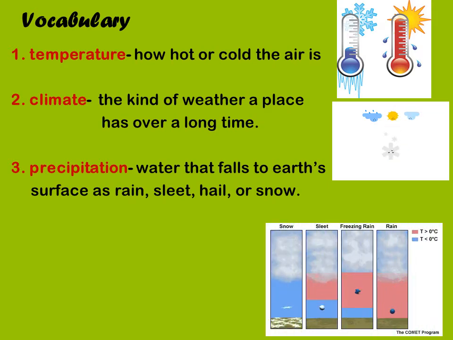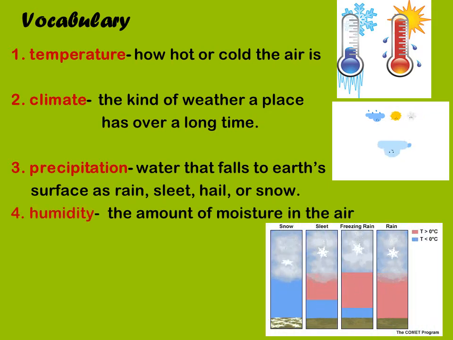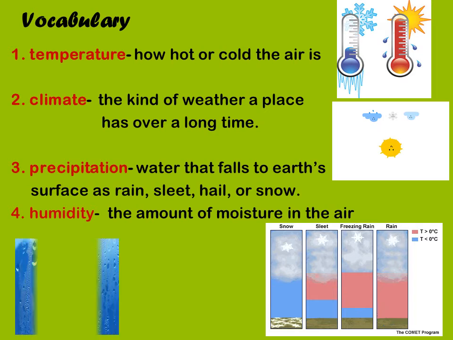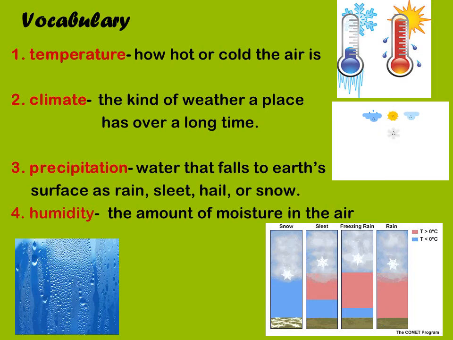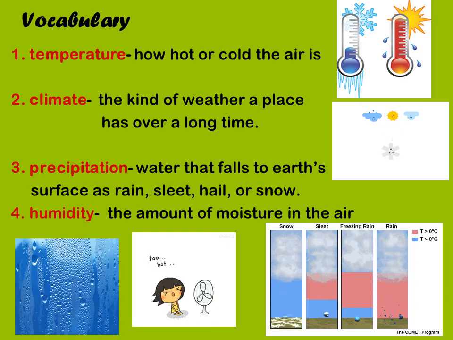Okay, and number 4, the last one, we have humidity. It is the amount of moisture in the air. So humidity comes from the word humid, which is an adjective. So when you describe something as humid, grade 4, it gives us the feeling of being damp or even sweltering when temperature is also high. All right, so again, the vocabulary words we have in this lesson are temperature, climate, precipitation, and humidity.